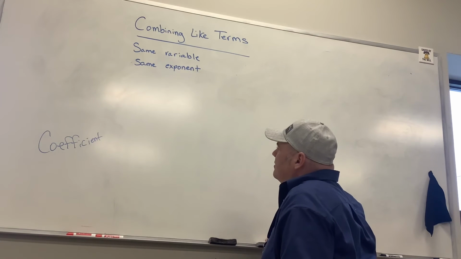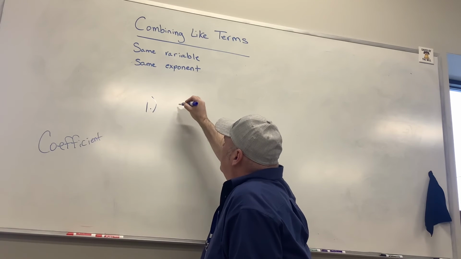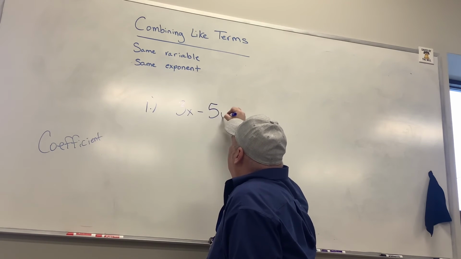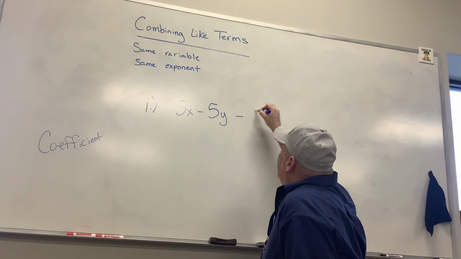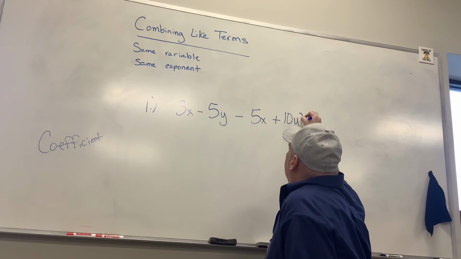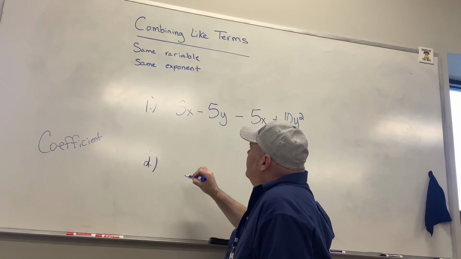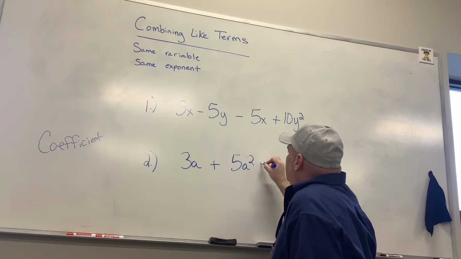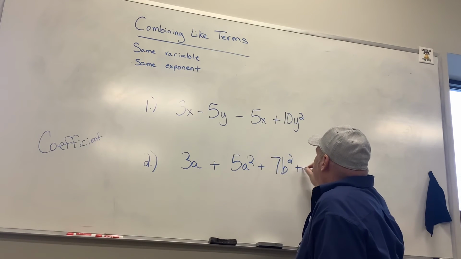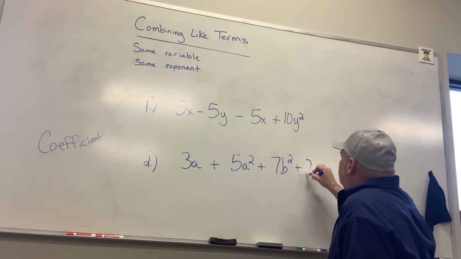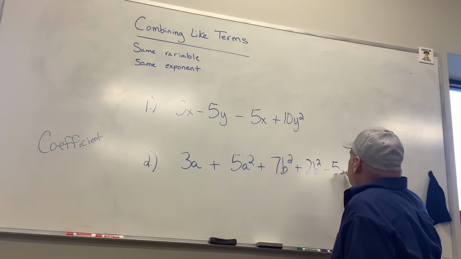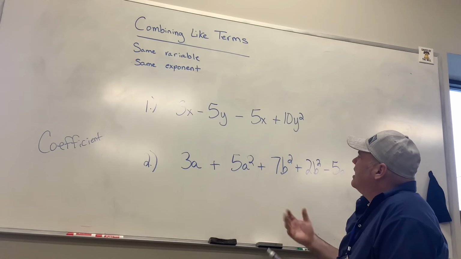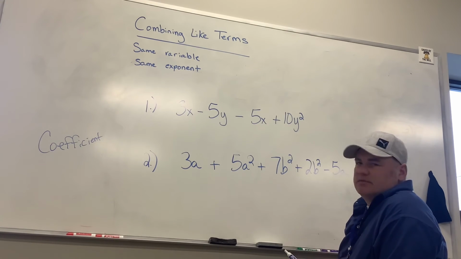Let's look at, I'm gonna do a couple more examples, and hopefully I write them right the first time. So let's do 3x minus 5y minus 5x plus 10y squared, okay? And then let me do 3a plus 5a squared plus 7b squared plus 2b squared minus 5a. Okay, so let's do these two problems, and then you can see I've mixed in plus and minuses, I've mixed in exponents, so that kind of covers it all.